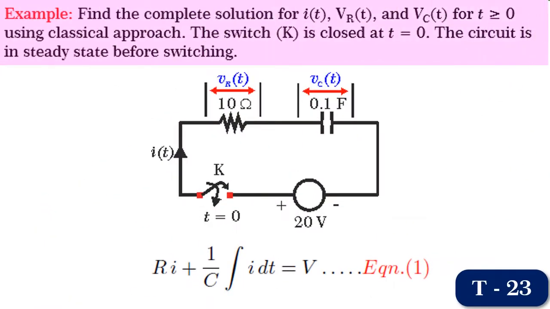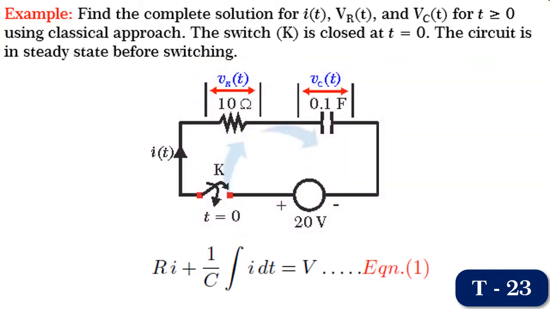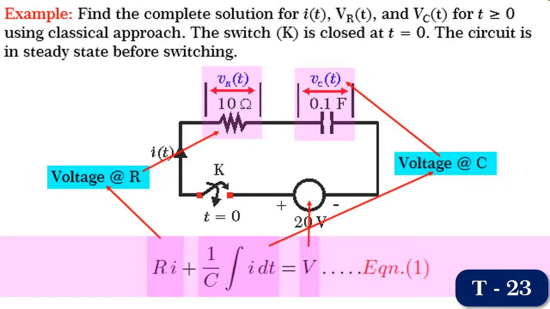Friends, next we shall take up an RC series circuit connected across a step input as shown in figure and find the complete solution for I of t, VR of t and Vc of t for t greater than or equal to 0. By writing the equation for the system response, we get R into I plus 1 upon C into integration I dt is equal to V. Let it be equation 1.